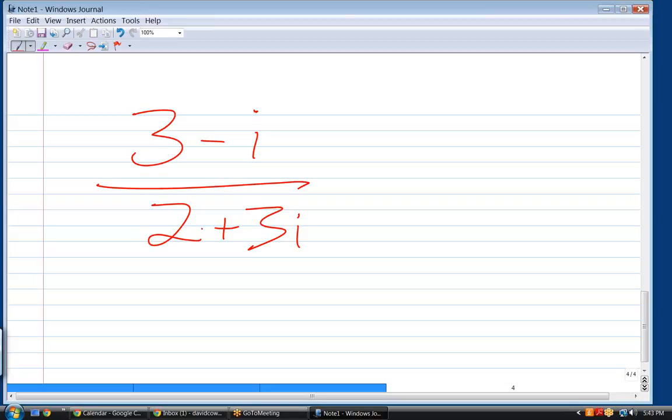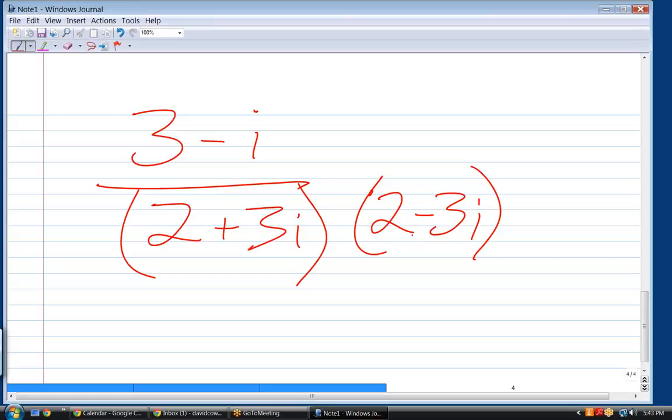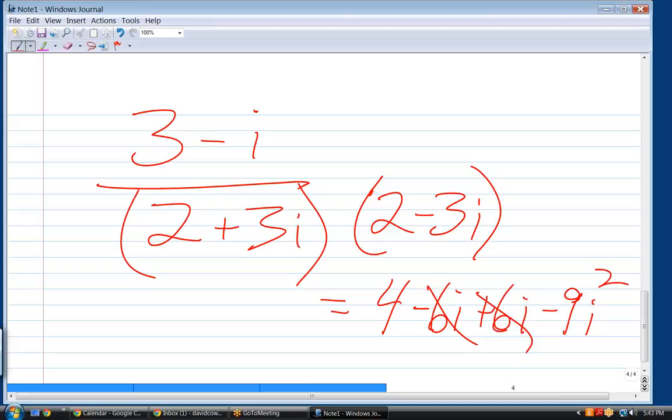Well, anytime you have a complex number and you're going to try to convert it to a real number, we multiply by the conjugate. That's the conjugate. It's always the same two numbers with the opposite sign in the middle. If you multiply a complex number by its conjugate, it turns real. Notice what we get here. We get 4 minus 6i plus 6i minus 9i squared. Well, these two terms always cancel because we're multiplying by the conjugate. This always converts to a real number because i squared is minus 1. So this becomes 4 plus 9, 13.